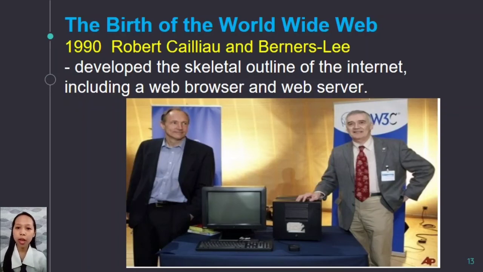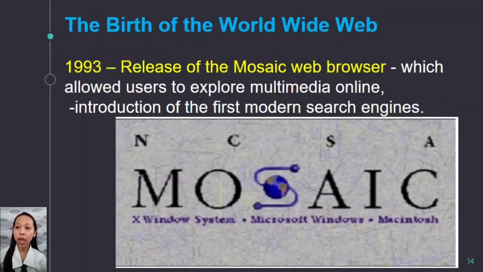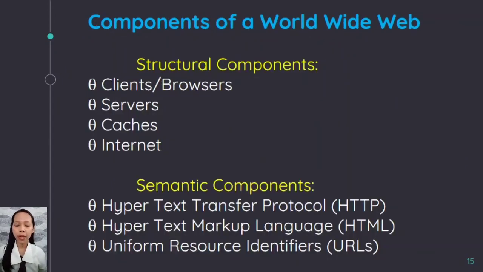In 1993, a web browser was released, and that was named Mosaic. It allowed users to explore multimedia online, and also that year, 1993, it introduced the first modern search engines. Marc Andreessen and his team developed the Mosaic web browser, the first popular web browser of the year 1993. The next topic that we're going to be discussing is the components of the World Wide Web.